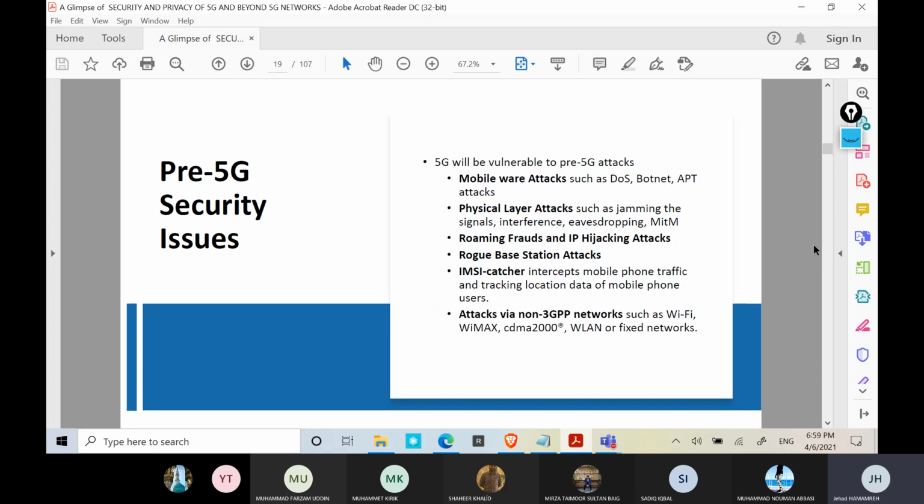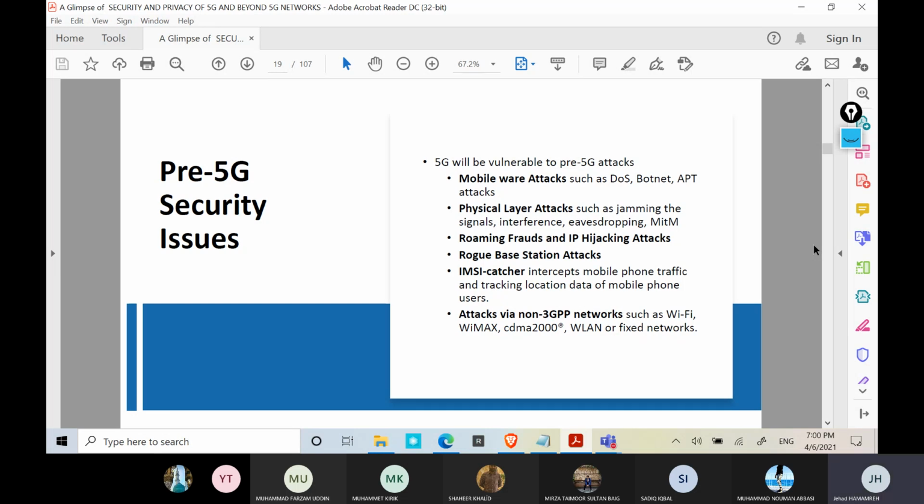So 5G will be vulnerable to attacks that exist in the previous networks. We call them pre-5G attacks, and those attacks are the following: mobileware attacks such as denial of service, botnet, APT, and so on. You have also the physical layer attacks such as jamming, signal interference, eavesdropping, man in the middle. We talked about how significant and dangerous jamming can be, because it can really stop your network from functioning properly or serving any more users. And that's so critical. That's alarming for us.